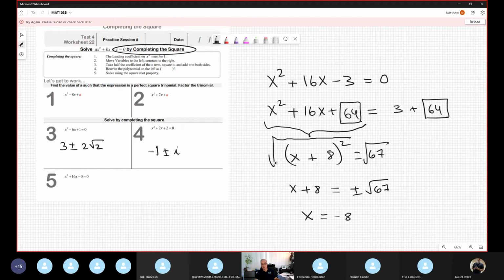Therefore, the solution: I move 8 to the right, plus or minus radical 67. Negative 8 plus or minus radical 67. Irrational solution. It's a complex. It's a real, but irrational. And this is also real, irrational. Cool.